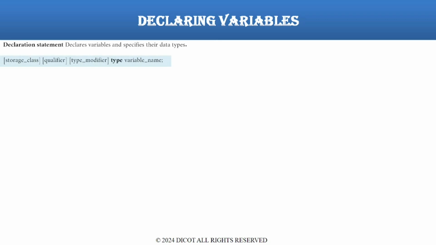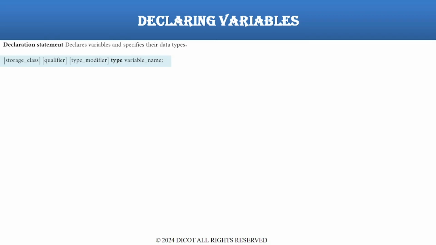In this presentation, we will have a discussion on the topic declaring variables in C programming language. We can achieve declaration using a declaration statement. A declaration statement declares variables and specifies their data types. The syntax is storage class followed by qualifier followed by type modifier followed by data type followed by the variable name.